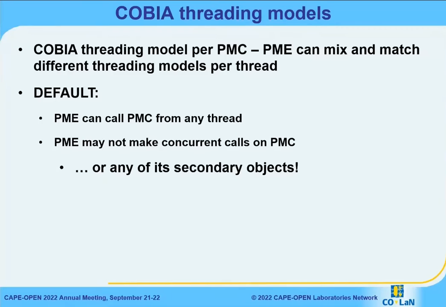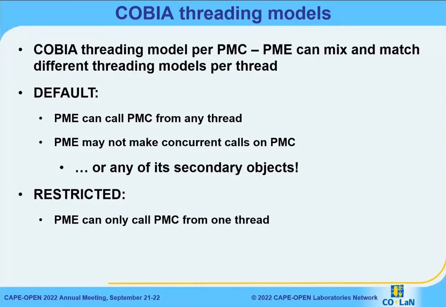For example, you cannot read the value of a parameter on one thread while you're calculating the unit operation on another thread, because this may lead to a race condition, and part of the exercise here is that we want to make a threading model that is easy to author for PMC authors, and the PME needs to synchronize in any case, because the PMCs have a state. We have seen that in the first couple of slides. So if your PMC cannot comply with the default threading model, it can advertise a different threading model.